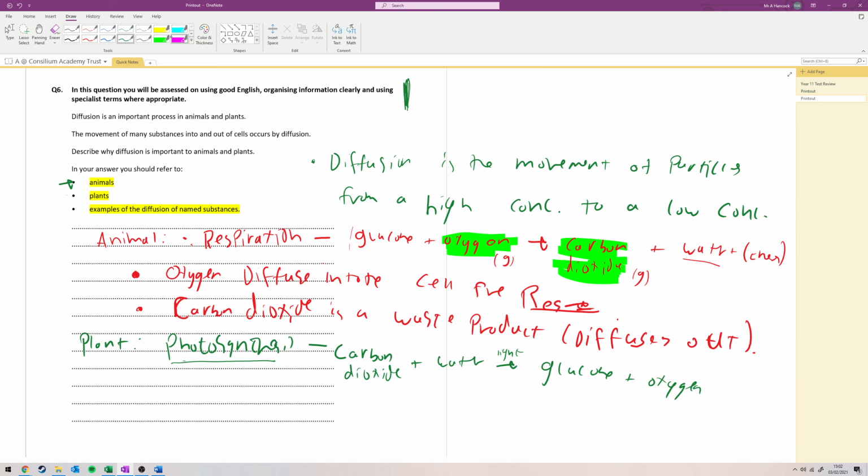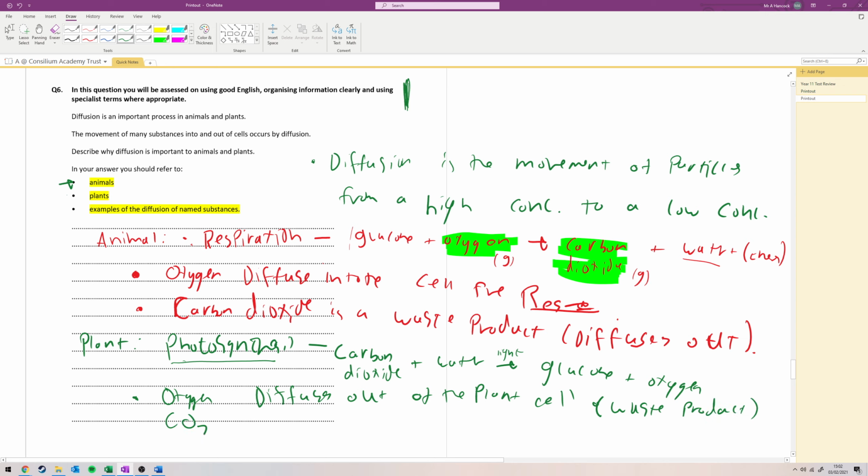Well, we know that carbon dioxide and oxygen are the things that diffuse. Well, what happens? You could just probably write that it will be the opposite in plants because it's flipped over. It's probably not clear enough. It's a bit lazy, so I'm going to start with oxygen diffuses out of the plant cell. And then put brackets waste product. Then I'm going to say that carbon dioxide, I'm just going to write shorthand because I'm running out of space, diffuses into cell for photosynthesis.